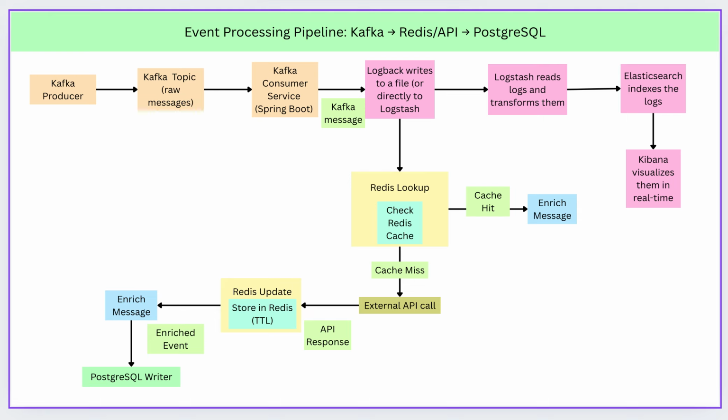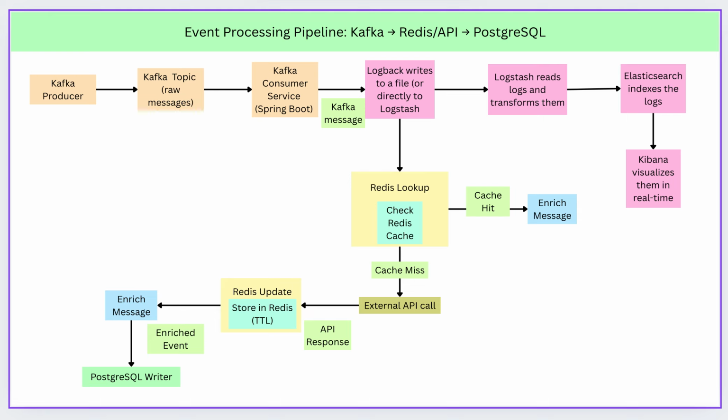In the enrichment processor, we combine the original Kafka message with the enriched data. This enriched object could look like something that has the user ID, event time, timestamp, username, and user email, and we can use a simple POJO builder or mapper. This is the final object that gets saved.